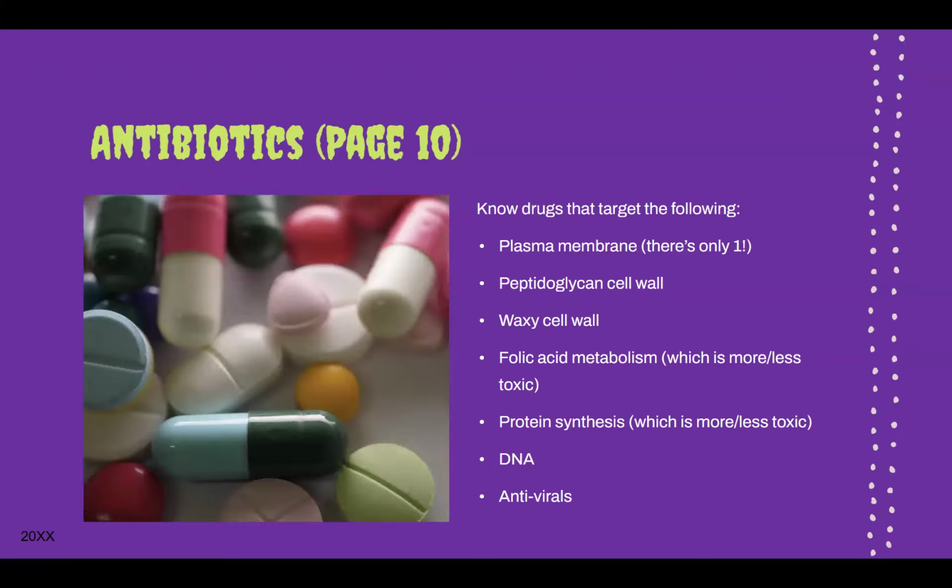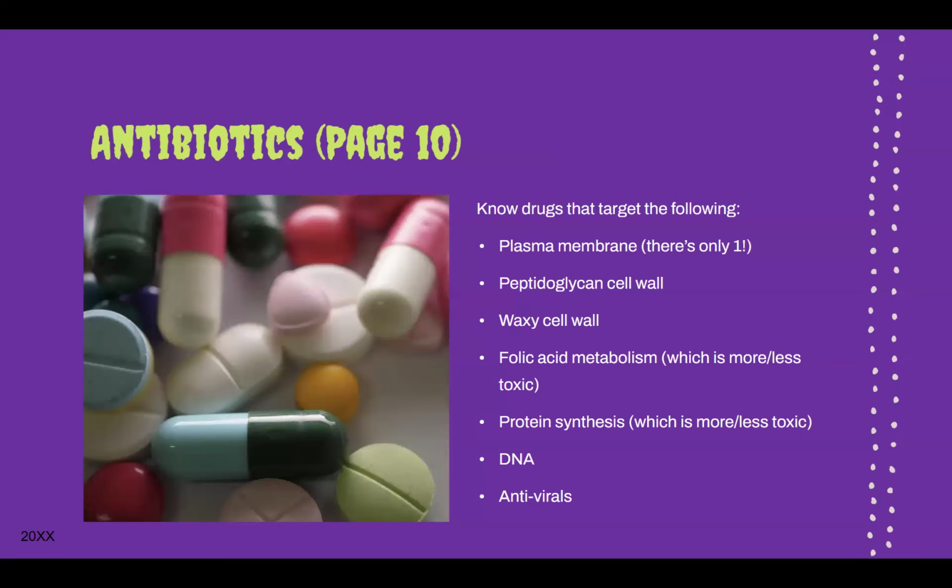For the peptidoglycan cell wall, basically anything that ends in cillin, so penicillin, methicillin, ampicillin, amoxicillin, those all target the peptidoglycan cell wall. Anytime you see the word waxy cell wall, that's typically referring to things like tuberculosis. And we have ethambutol and isoniazid. Those are really the only two that we use against tuberculosis.